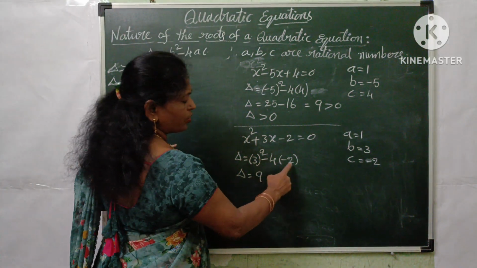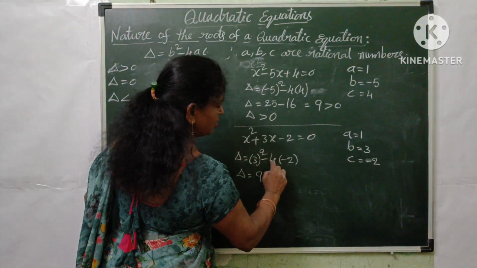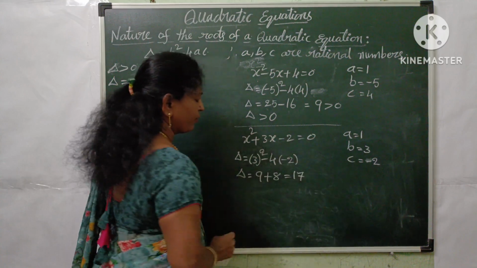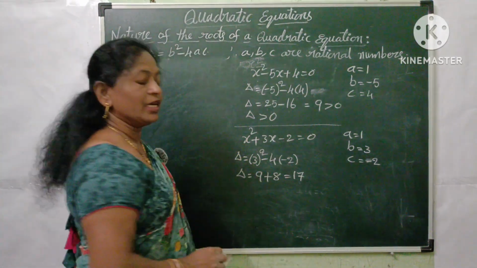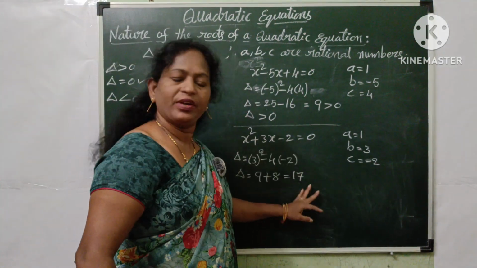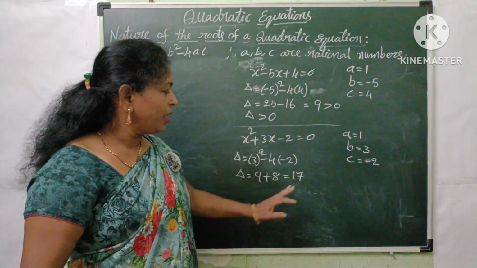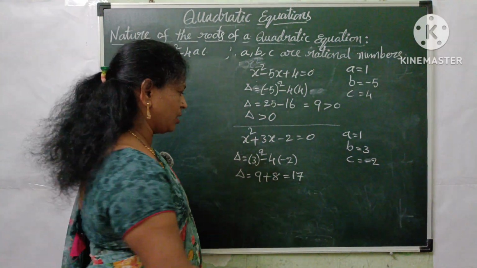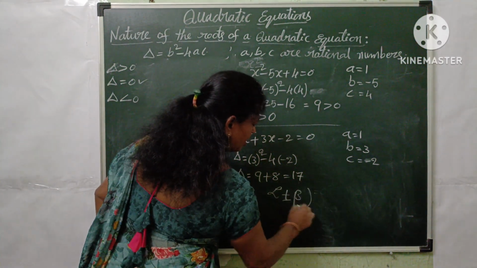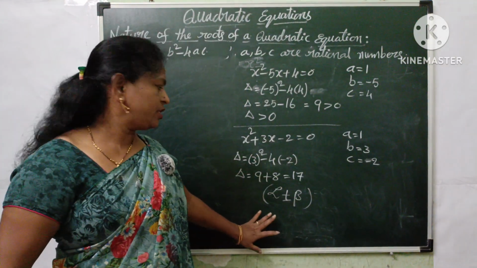3 3s are 9, 4 2s are 8, minus into minus plus, so plus 8. Here 17. Delta equal to 17. It is not a perfect square. 17 is not a perfect square of any number. So here the roots are irrational and conjugate to each other, alpha plus or minus beta.